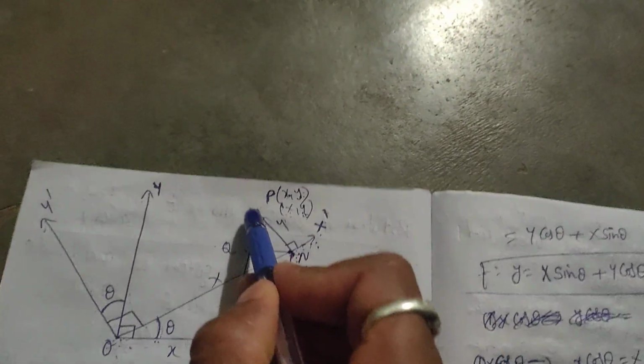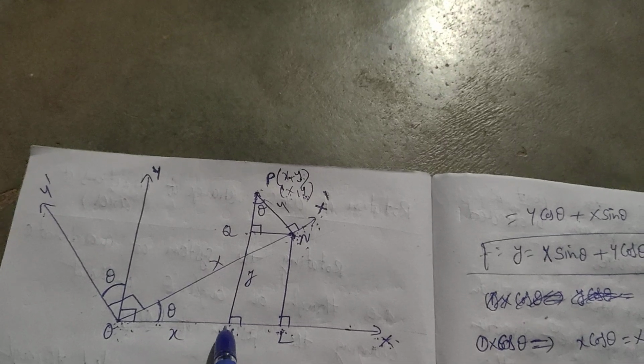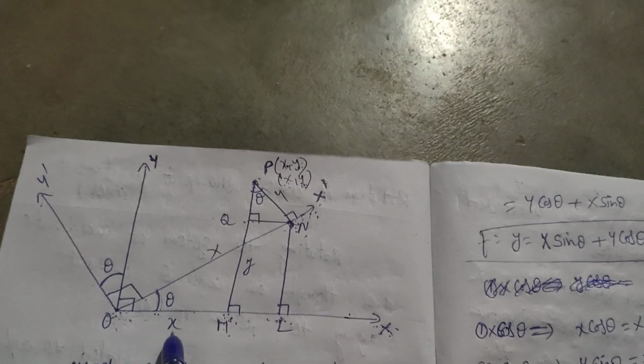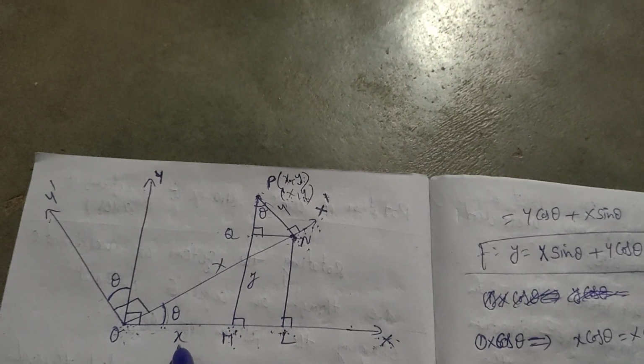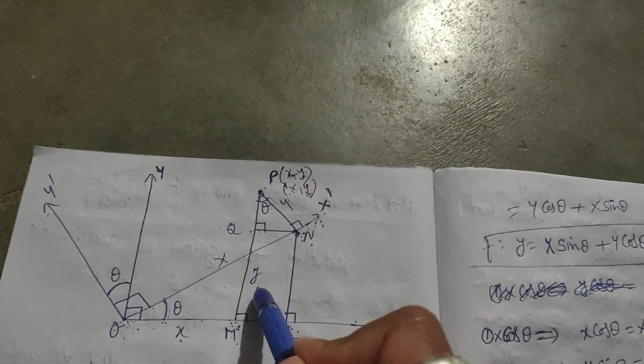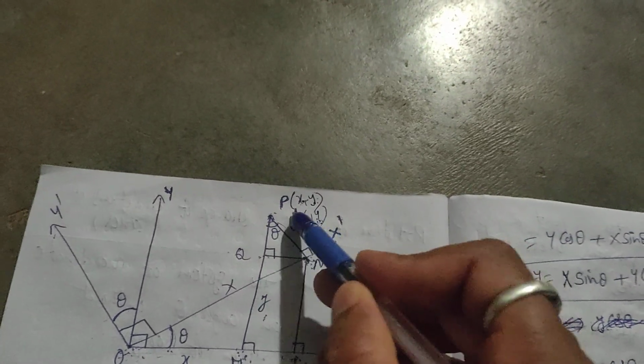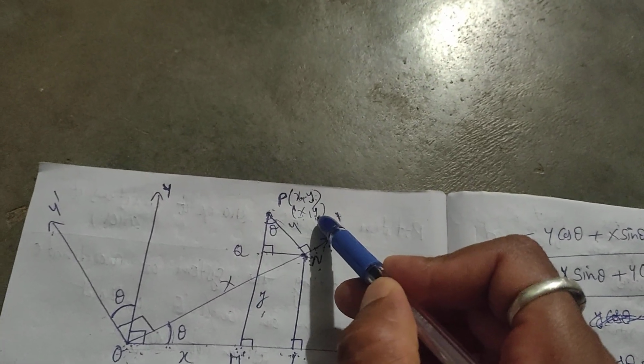This OM is nothing but P(x, y), so perpendicular this one. So OM is nothing but small x according to the original system, and this PM is nothing but small y according to the original system. Now from the same point P, capital X, capital Y according to the new system.